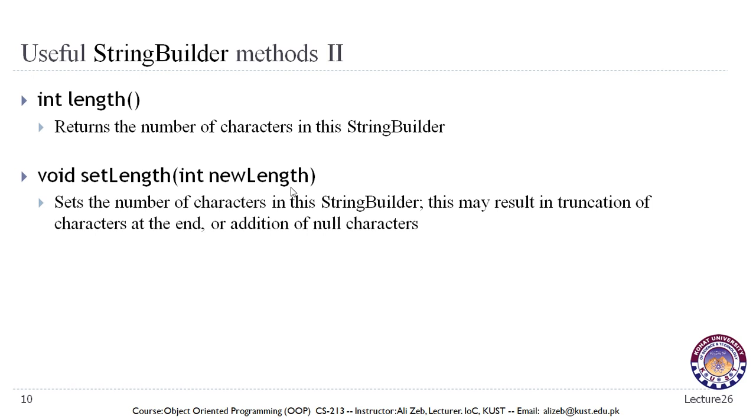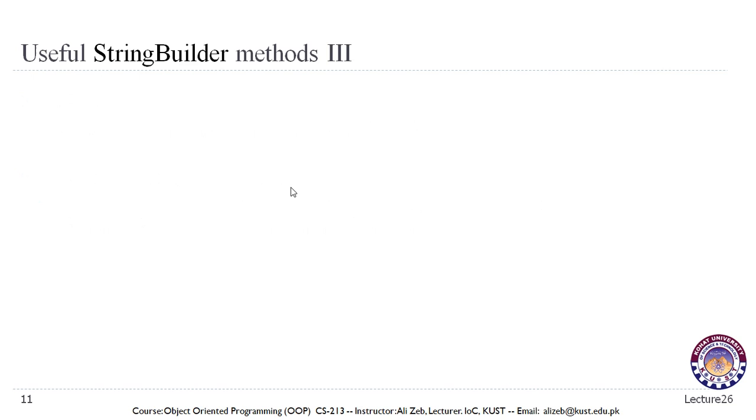As we saw, when we reduce the size of a string builder, we may lose information, because it can truncate the characters at the end. Or if we increase the size to more than whatever the value in the string builder is, it might add null characters at the end of our string builder object.